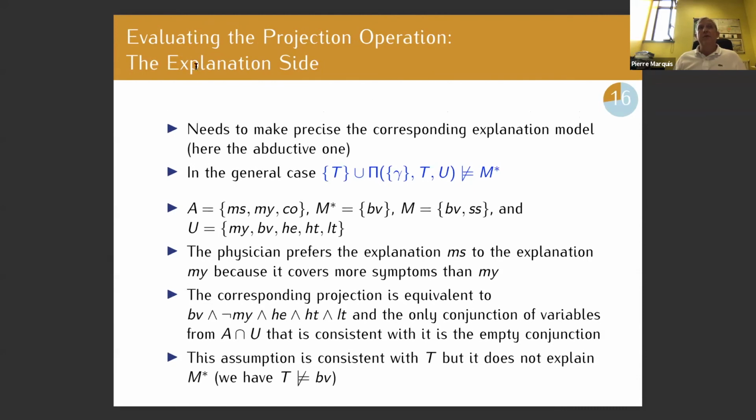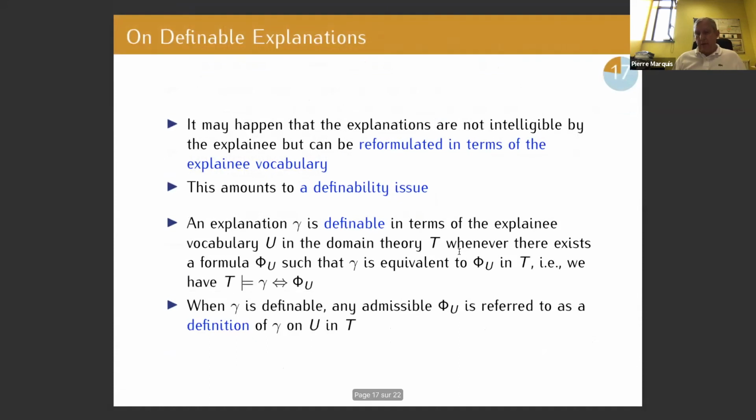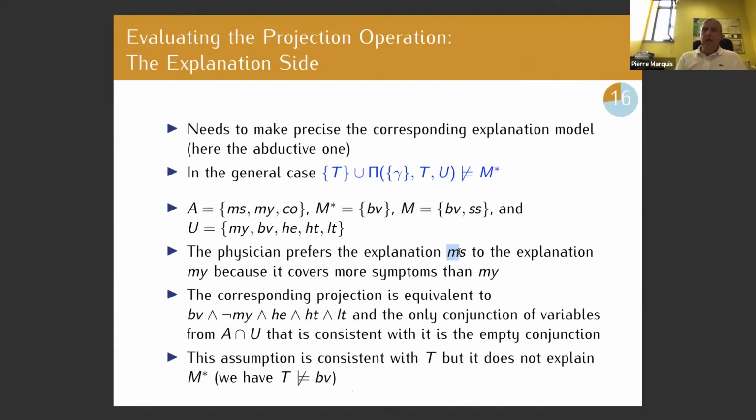If you consider the previous scenario and you replace the explanation Marfan syndrome by the corresponding projection, and focus only, of course, on those variables that can be considered as assumptions, so disease, in this case, you will get the empty conjunction. Of course, it is consistent with the domain theory, but it does not explain anything. Especially, it does not explain the fact that Abraham suffers from a blurred vision.